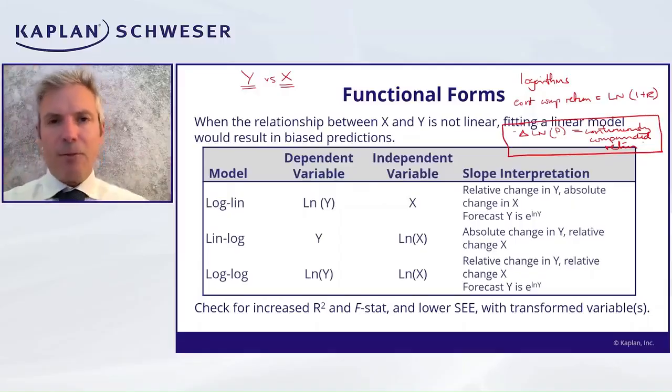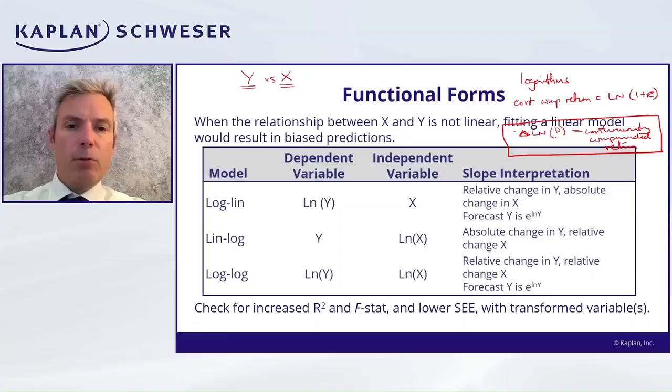I'm stating that quite informally. If there's any maths police out there, don't shoot me. We're just getting to the chase quickly. Changes in logarithms represent continuously compounded returns. So if you decide you're going to model the logarithm of y as being driven by x, then what you're really saying is that an absolute change in x drives a percentage change in continuously compounded terms in y.